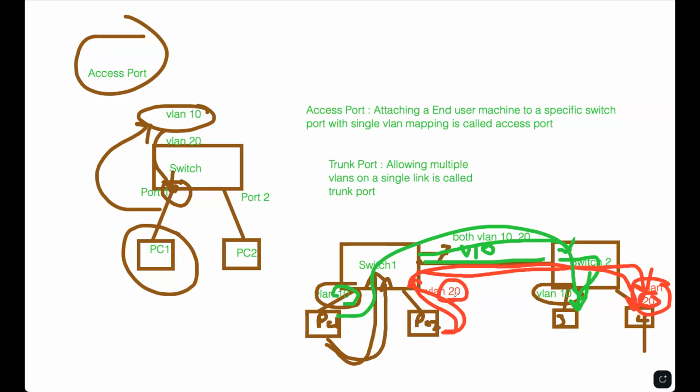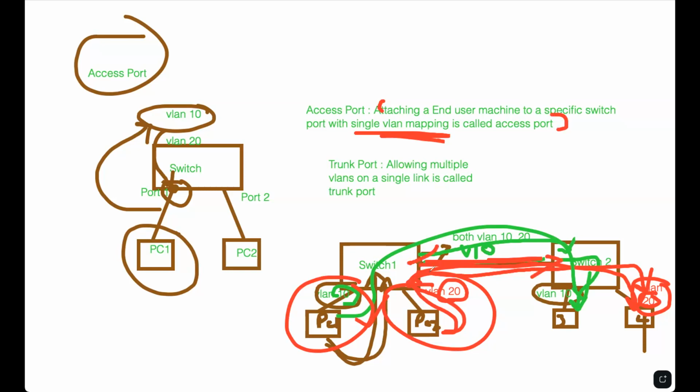So allowing multiple VLAN tags on a single link is called a trunk port. In our example, this middle link is called the trunk port, and these ports are the access ports. Attaching an end user machine on a specific switch with single VLAN mapping is called an access port. But when we are allowing multiple VLANs on a single link, that is called a trunk port. And this is called encapsulation.